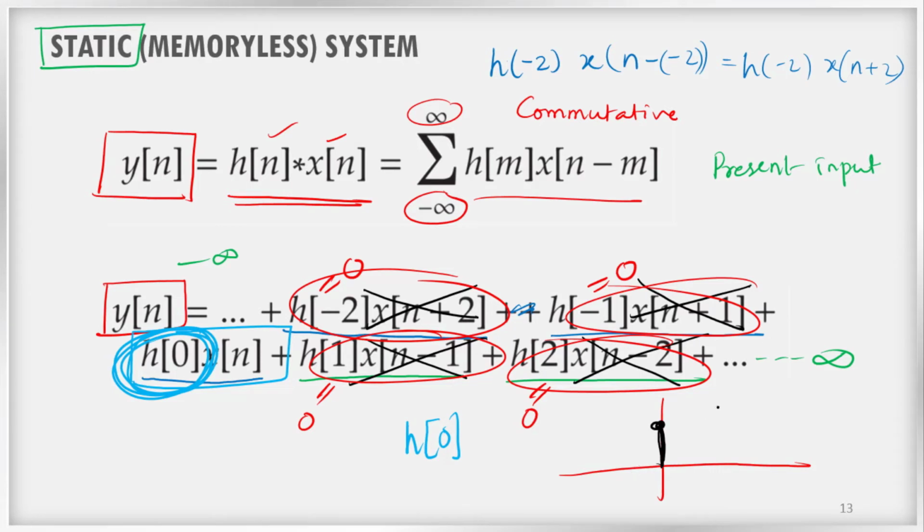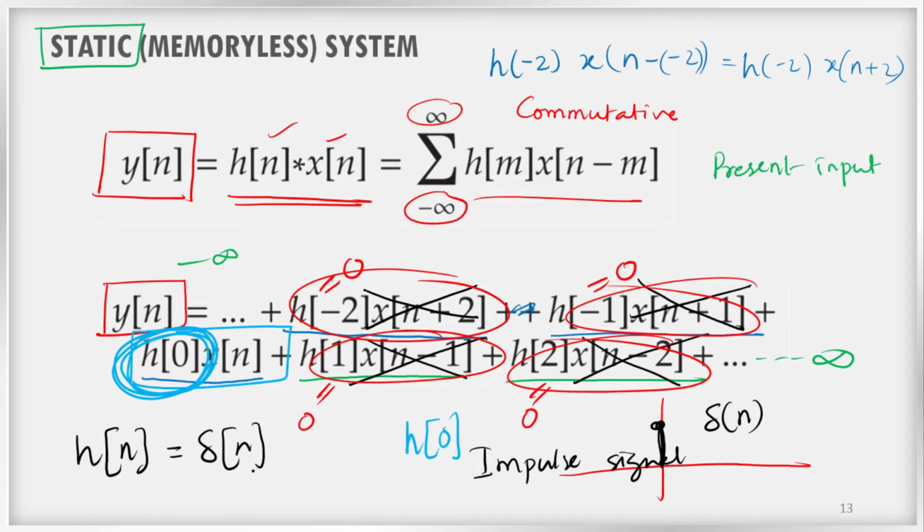So this is the definition of del of n. What is del of n? Impulse. Actually, this is the definition of the impulse signal. So what does this ultimately say? This ultimately says that h of n, that is the impulse response, must also be equal to an impulse, right?